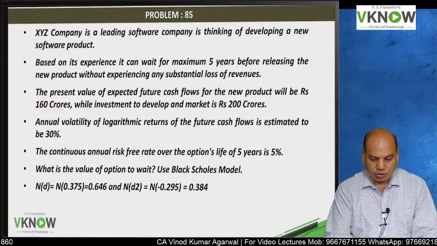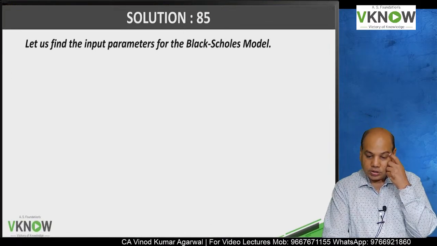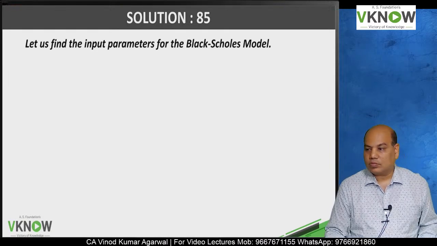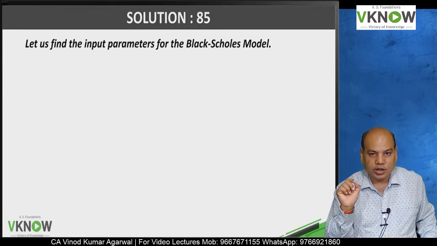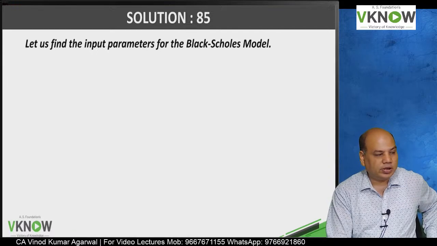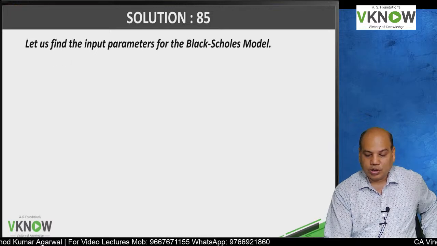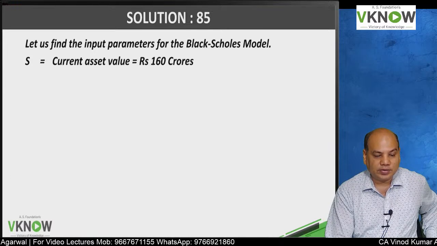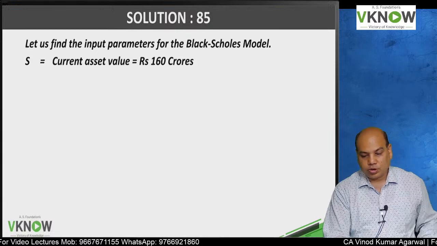So write down first in your notebook: let us find the input parameters for the Black-Scholes model. When you write, you will learn more. Now real option is also a part of your syllabus, so more questions like this can be expected.